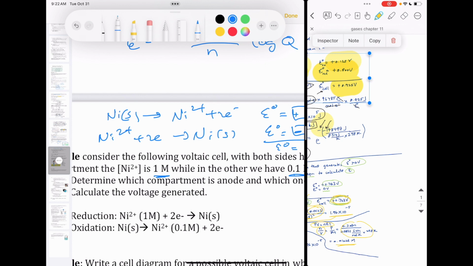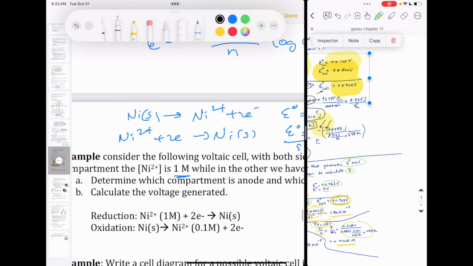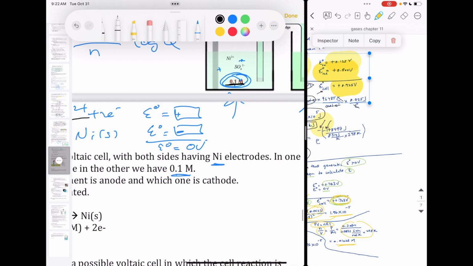Okay, that is how I'm going to write my equation. I still have my equation written on the top, but I'm going to make a point of writing down that this side is the oxidation, this is my anode, and this is my cathode.